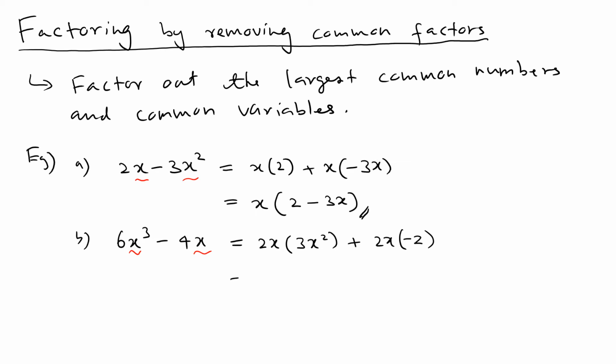Now we can write this as: you pull out 2x, and then you have left 3x squared from the first one and negative 2 from the second one. So that is how you're going to factor that. Let's look at a few more examples.